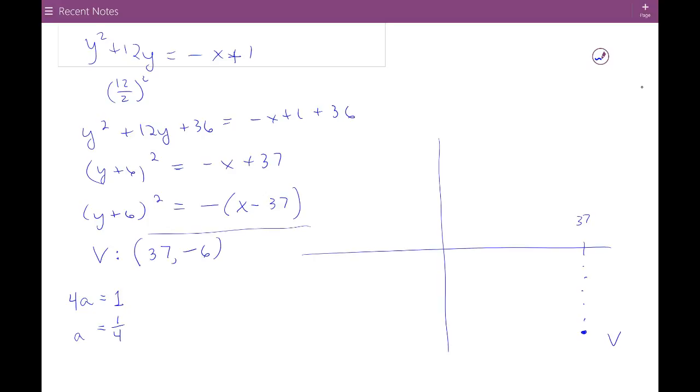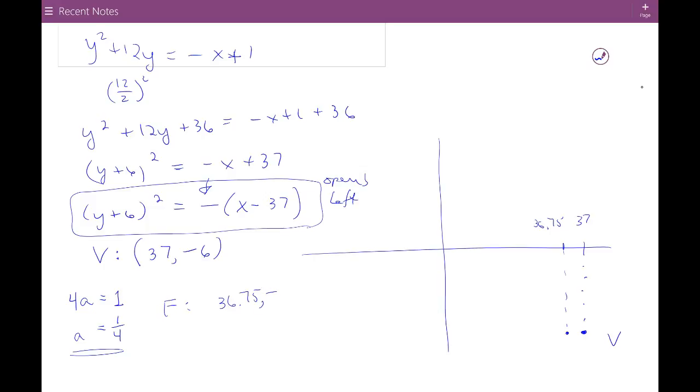And let's go back here to the equation and say, this is not the y equals x squared type. This is the x equals y squared type, which opens right or left. And this negative tells me it opens left. So the way I get from the vertex to the focus is go left, but I only go 1/4 to the left. So this point is going to be 36.75. So the focus is at (36.75, -6).